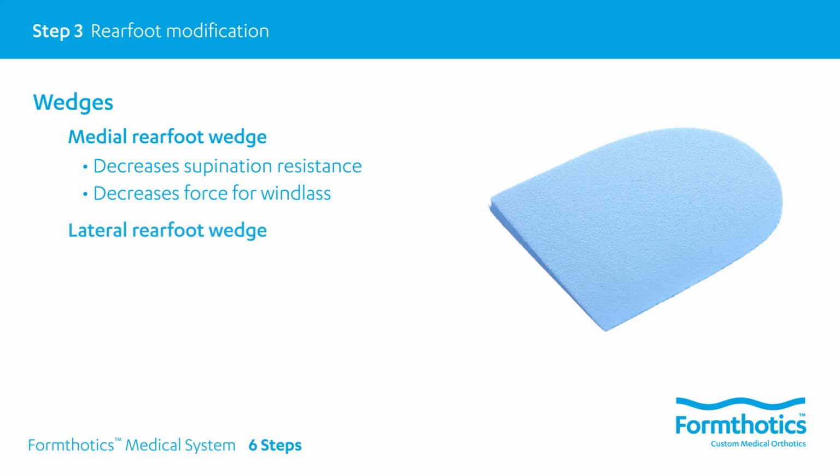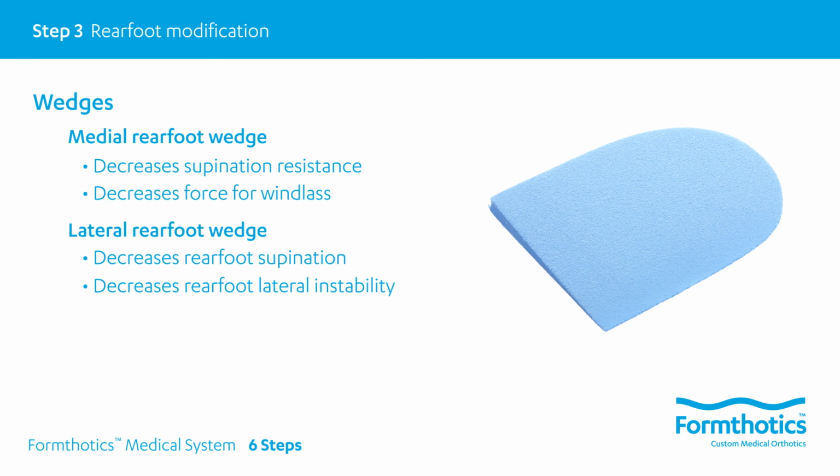For the lateral rear foot wedge, it is applied with the thick side to the lateral aspect of the rear foot and the thin side to the medial. The wedge will apply a lateral force to the subtalar joint and will medially deviate the subtalar joint axis and reduce the supination moment at the subtalar joint. This can be used to stabilize an excessively supinated rear foot.